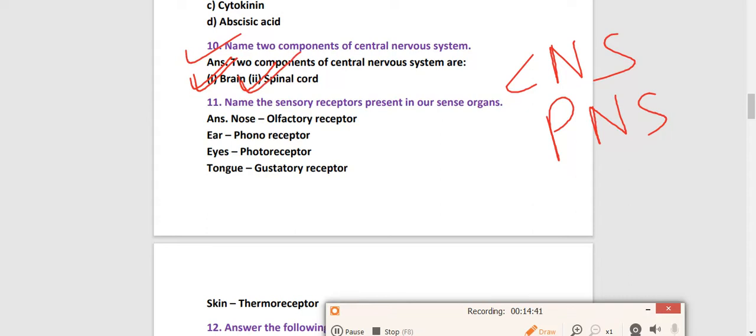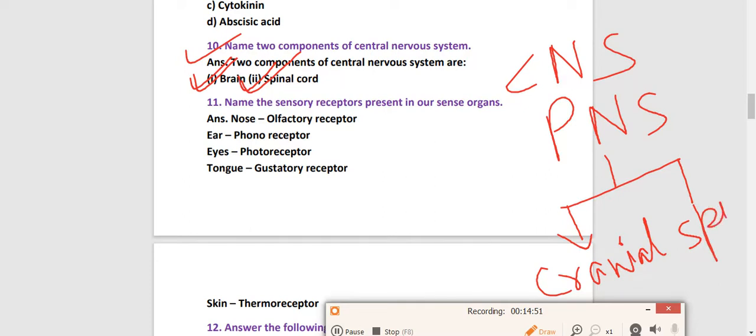But what are the names of the two components of the peripheral nervous system? This also you should know. Cranial nerves and spinal nerves. If the question is asked to write the two components of the peripheral nervous system, then you will write cranial nerves and spinal nerves. Cranial nerves arise from the brain and spinal nerves arise from the spinal cord.